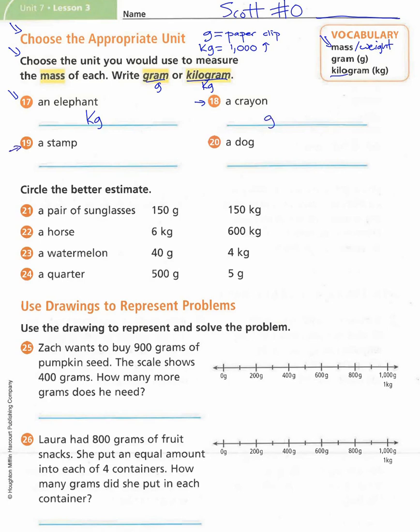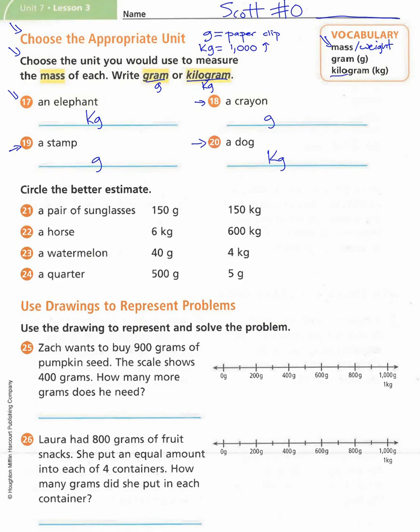A stamp, ooh, that's pretty light. Yep, a gram. And then a dog, well, it kind of depends on how big of a dog, but let's think of a larger dog, like a lab or a retriever or something like that. You're probably going to use kilograms for that. Even a small dog, they're going to probably use kilograms.